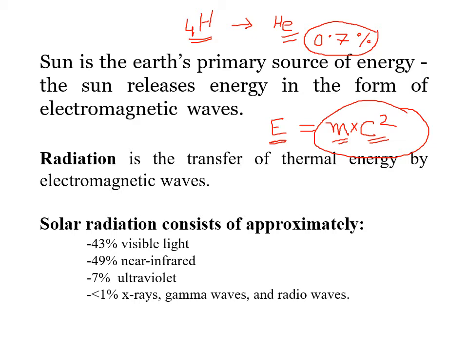Now, this energy is radiated in the form of electromagnetic waves, and this radiation consists of different rays. About 43% is visible light, about 49% is infrared, 7% is ultraviolet, and less than 1% is X-rays, gamma rays, and radio waves.